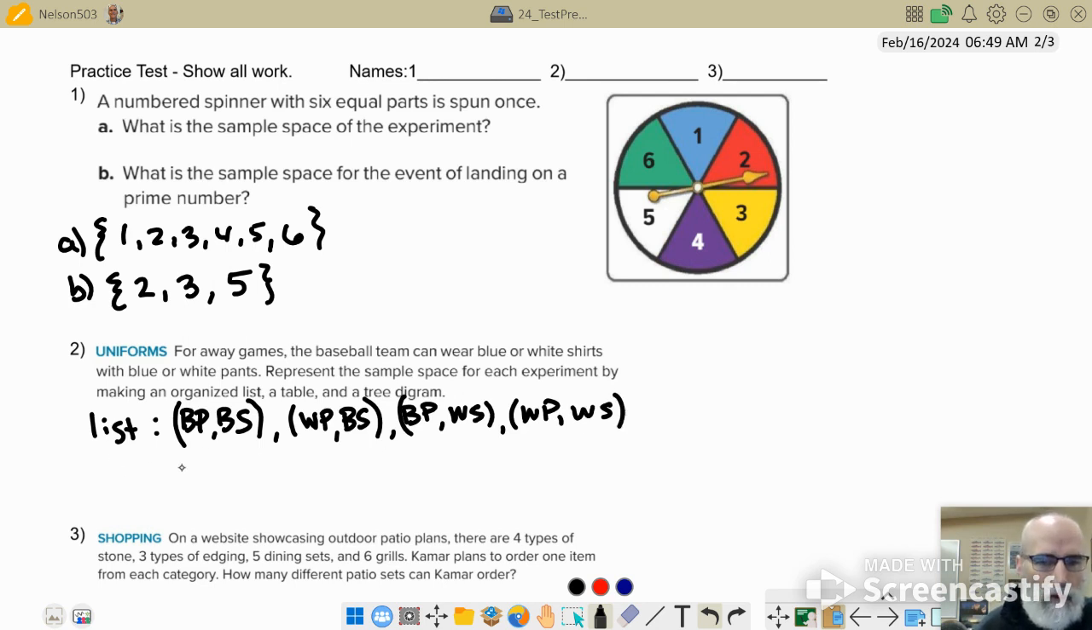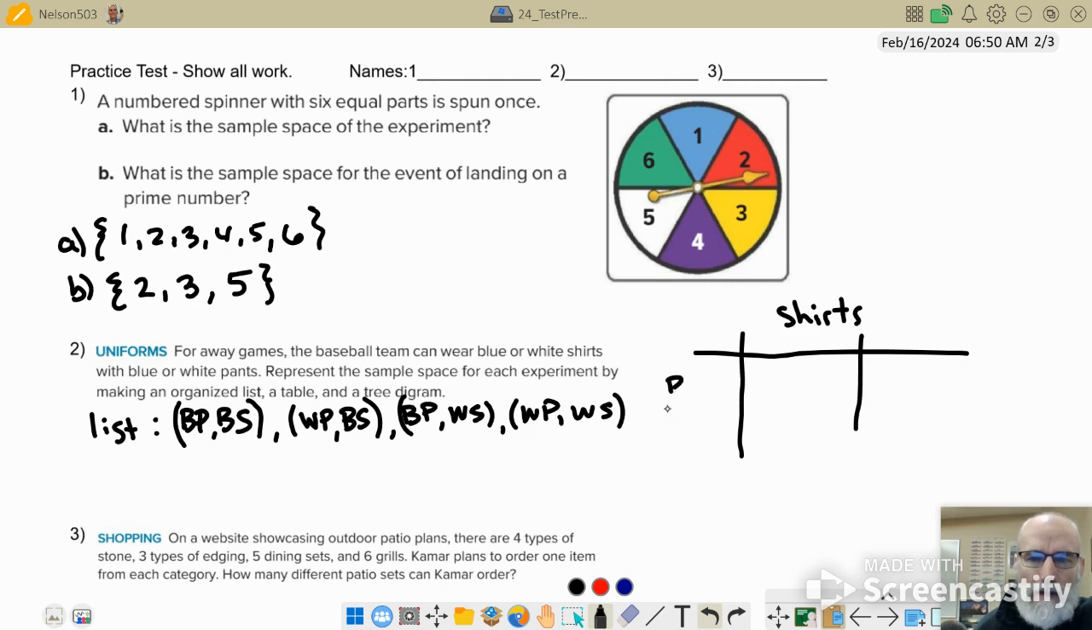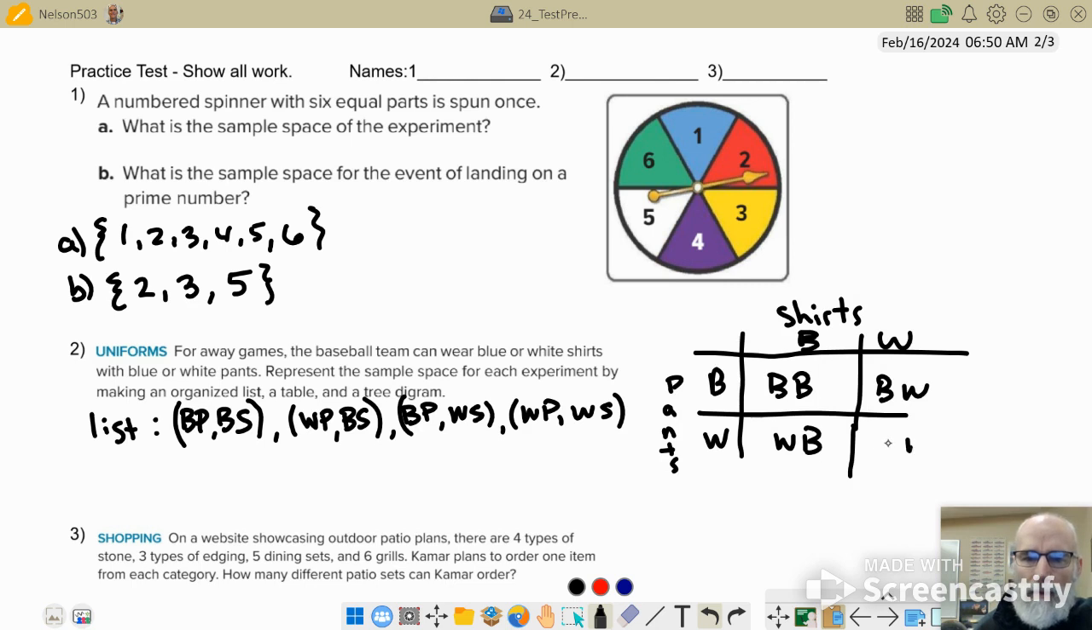Table. Okay, so let's see here. I'm going to make my table out here, might have a little bit more space. So this is going to be my shirts right up here, and this is going to be the pants over here. And then we go something like this. Blue, white, right? And so here we've got blue, blue. We've got blue, white. We've got white, blue. And we've got white, white. Okay, there's my table.